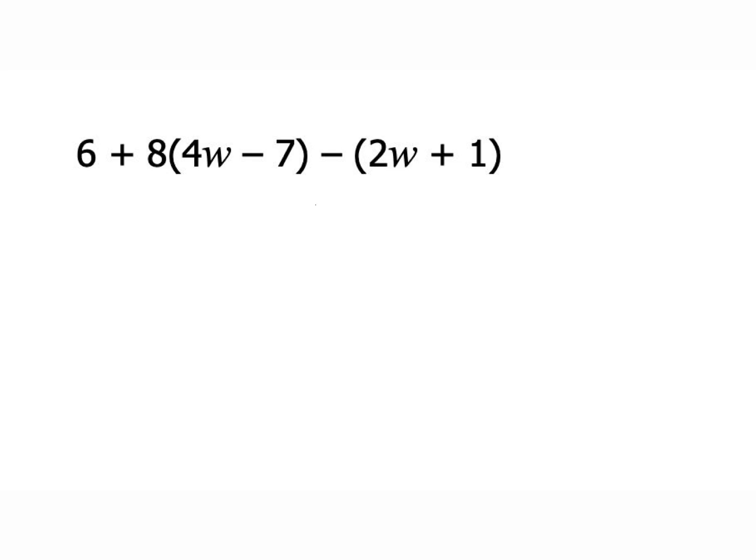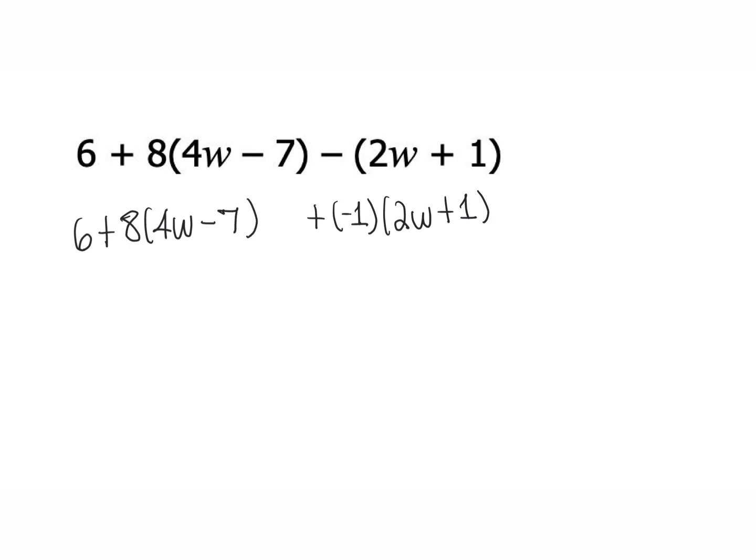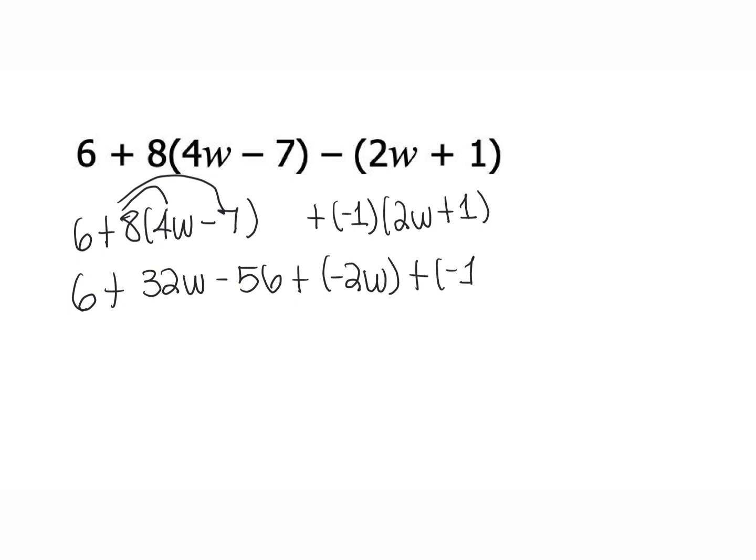Here we have 6 plus 8 times 4w minus 7 minus 2w plus 1. So what we're going to do is first rewrite this again as a negative 1 instead of having minus the whole parentheses. So we have 2w plus 1. So we have 6 plus 8 times 4w minus 7. Now we're going to distribute the 8. We have 32w minus 56. And we have 6 plus that as well. And then we have plus, this is going to be negative 2w plus negative 1.